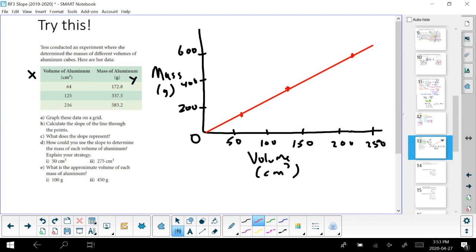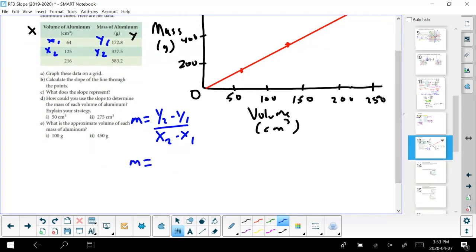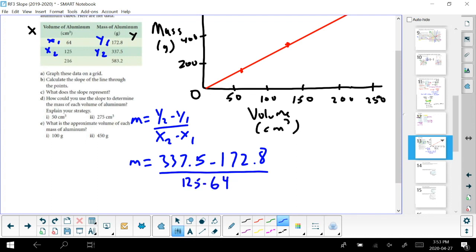Let's calculate the slope. And of course, we just want to take any two points on the graph. So let's take the two smallest values. Let's say this is my x1, that's my x2, this will be my y1, and this will be my y2. So using my slope formula, I've got m is equal to y2 minus y1 over x2 minus x1. So we plug in our values there, 337.5 minus 172.8 divided by 125 minus 64.